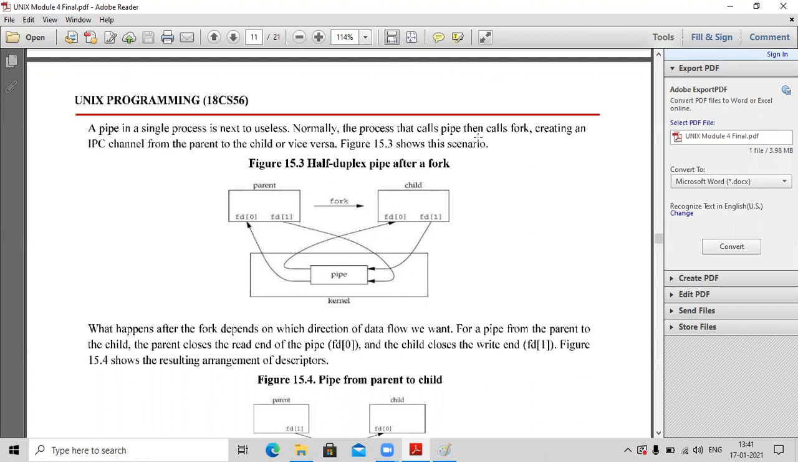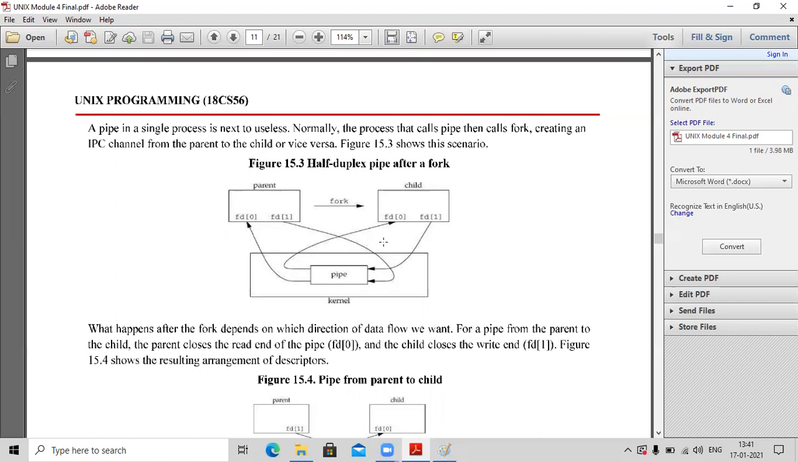Normally the process that calls pipe then calls fork. So for example, if a parent process creates a pipe, then it will call fork to create a child. So it will create an IPC channel from the parent to the child. As you can see, through pipe, you are establishing an IPC channel from parent to child.